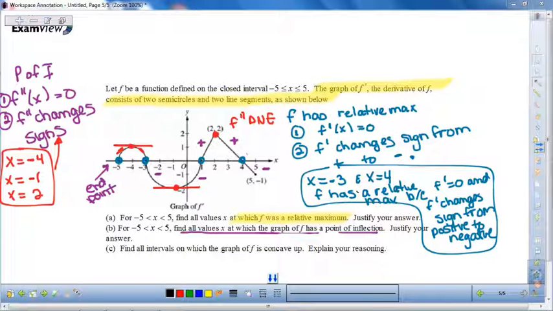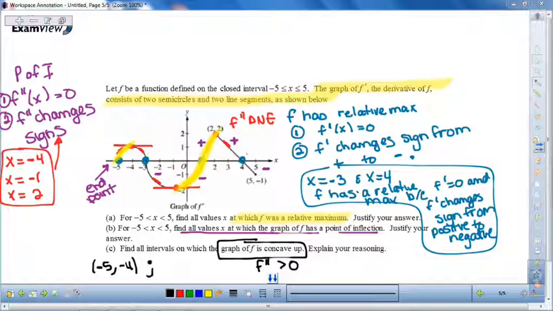Okay, the last thing is asking when the graph is concave up. So again, we're looking at the derivative. The graph of f is concave up when the second derivative is greater than 0. So since we're looking at the derivative, we're looking to see where I'm increasing. So I'm increasing here and I'm increasing there. So at what intervals is f concave up? From negative 5 to negative 4 and from negative 1 to 2.